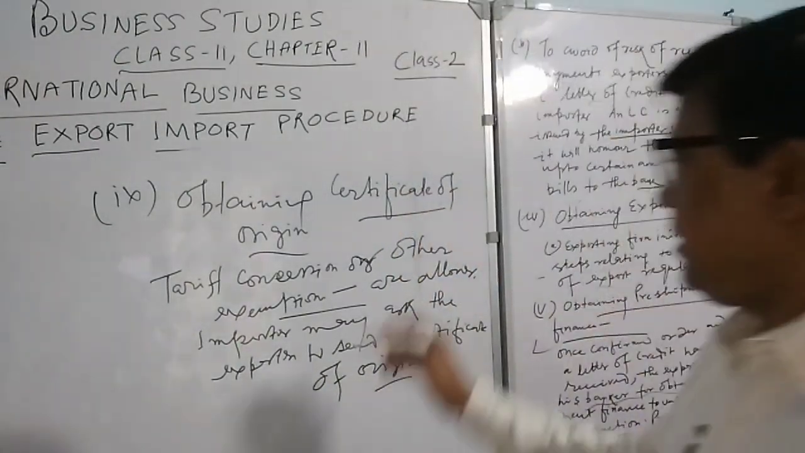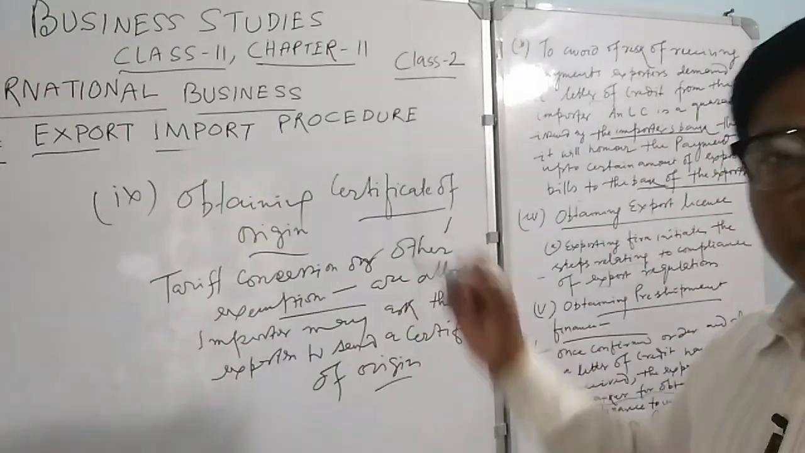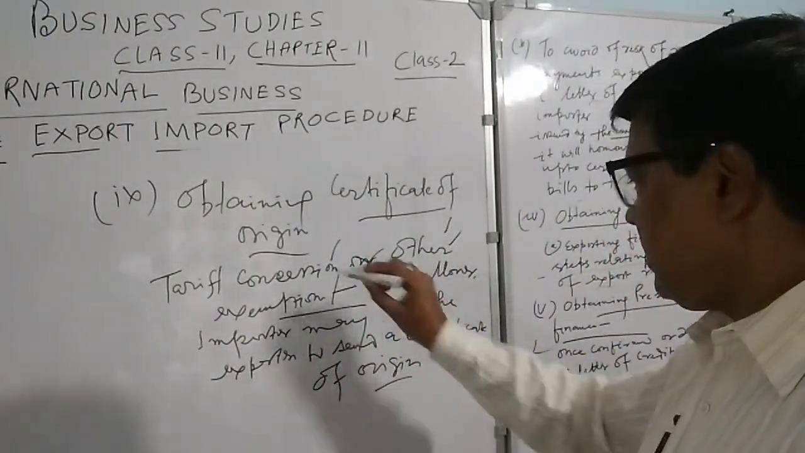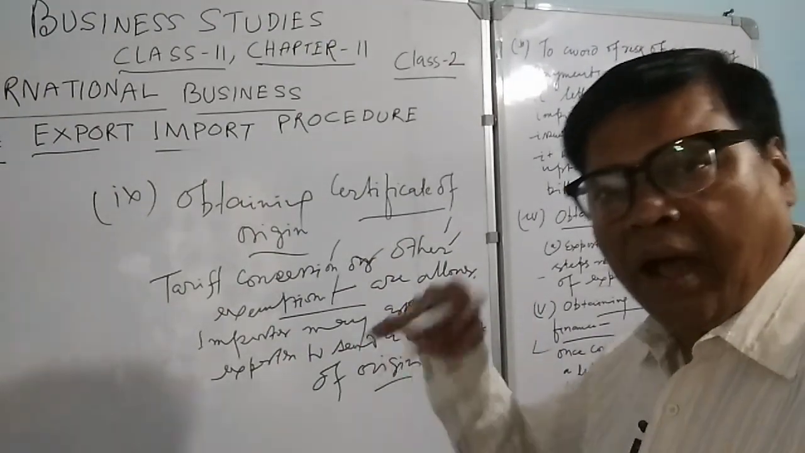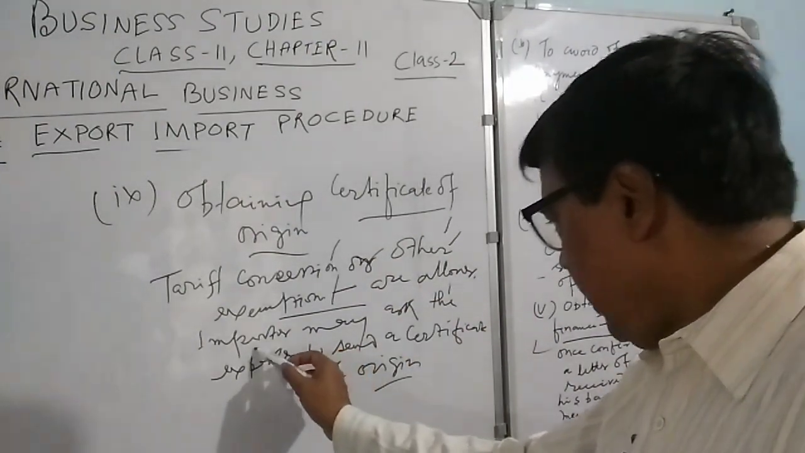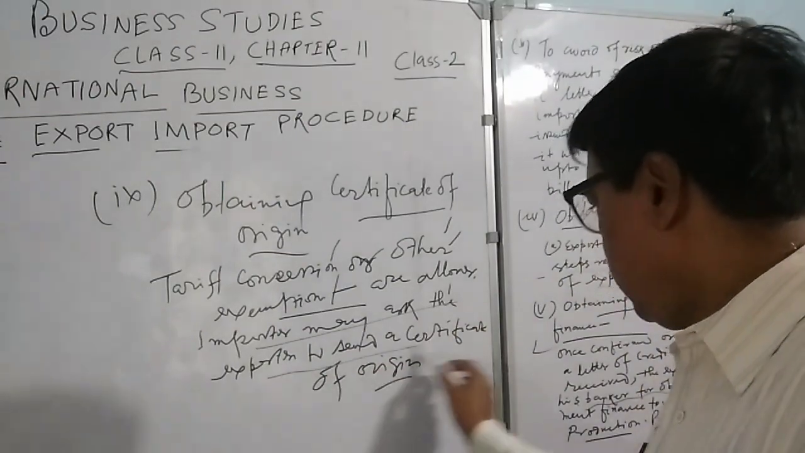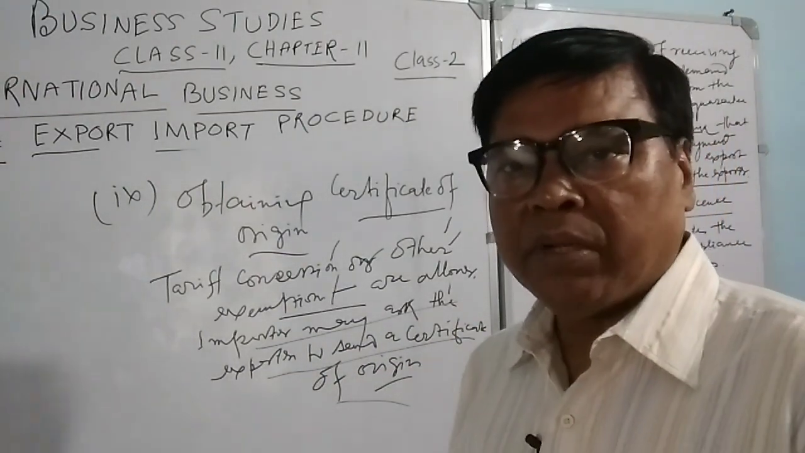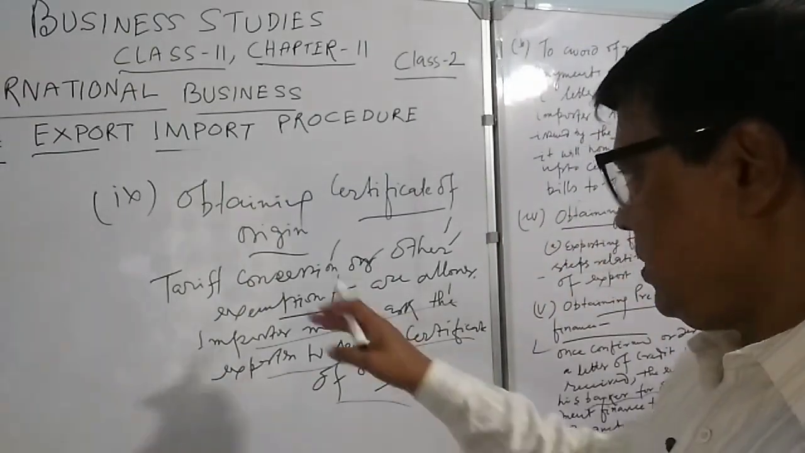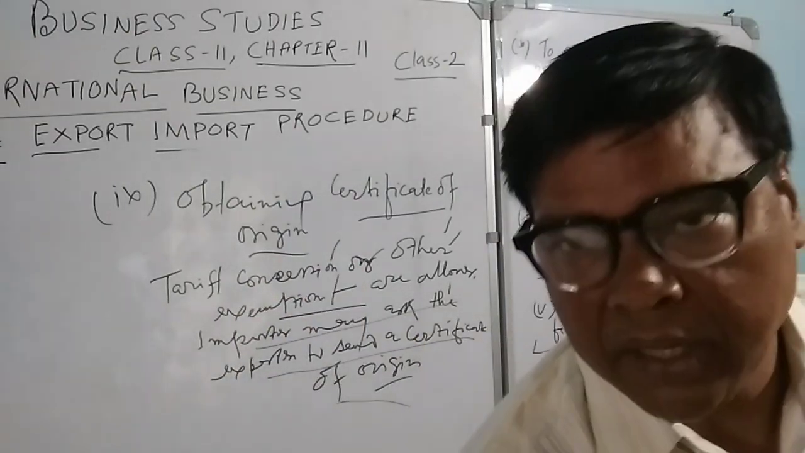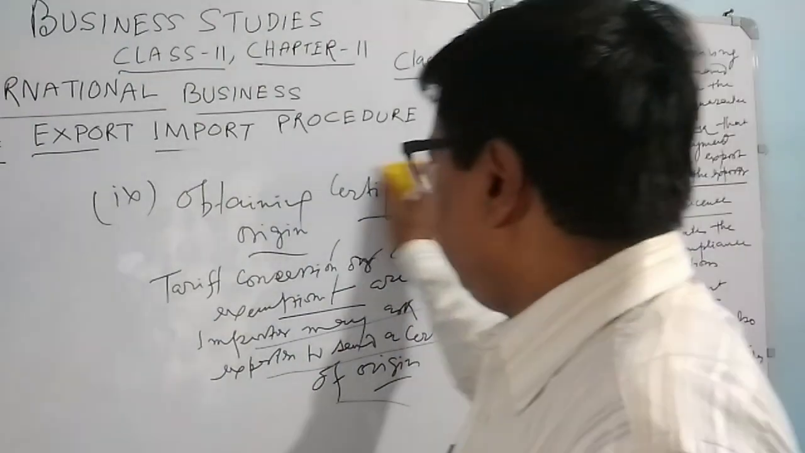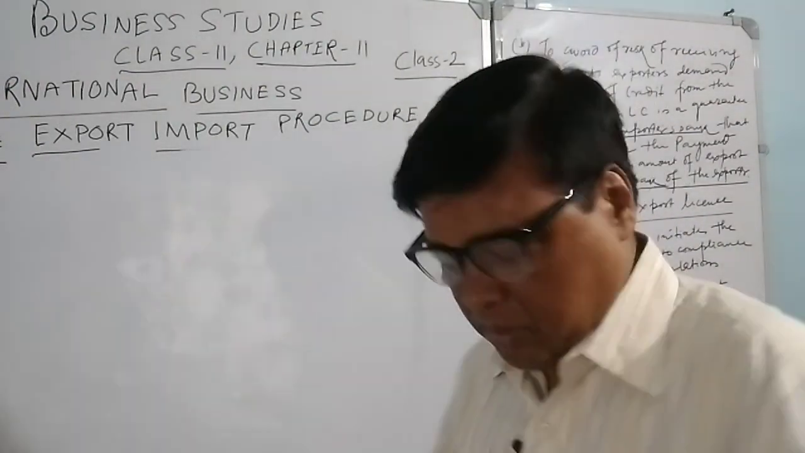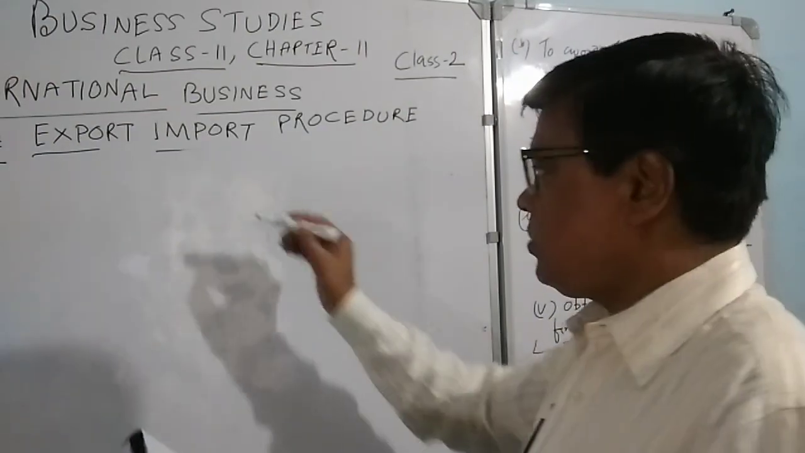See, what does the certificate of origin mean? Suppose for some particular product, some tariff concession or other exemptions are allowed. How will that be understood? Then the importer may ask the exporter to send a certificate of origin, so that he will know how much concession or how much exemption that particular exporter is getting against that particular export, right? So now you have to go for the next point.